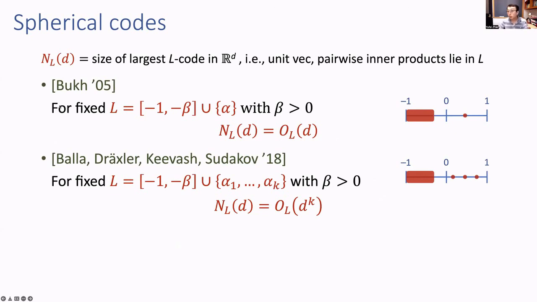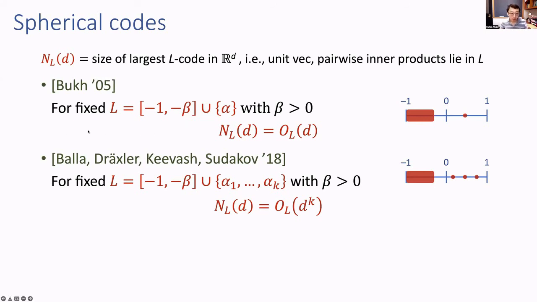Well, you can ask, what about other values of L? The book showed that when L consists of a set of negative numbers bounded away from 0, as well as a single positive number, right? So this is the picture, then he showed a linear upper bound. For fixed L, the upper bound for this L code is at most linear in D.